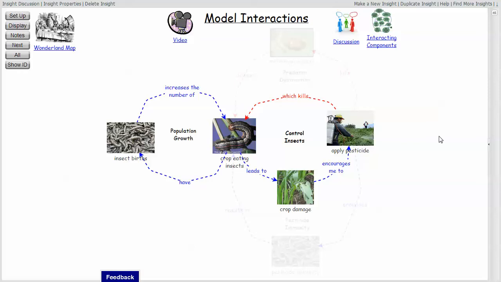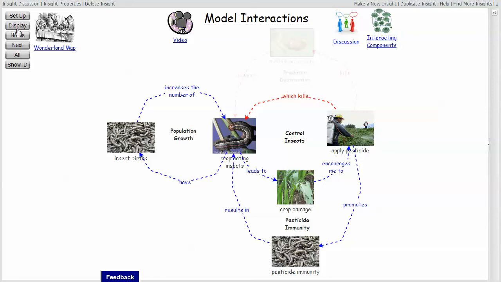That's probably not enough to explain my situation, so I should continue to look at it and ask, what else do I know about the situation? I have learned from reading and talking to other people and in news stories that applying pesticides on a regular basis has a tendency to promote pesticide immunity in insects, which means there will be more insects available to create insect births, so that I will have more of them next year. If I follow this loop from crop-eating insects to crop damage to applying pesticides to pesticide immunity to crop-eating insects, I have a sequence that continues to promote more and more crop-eating insects.